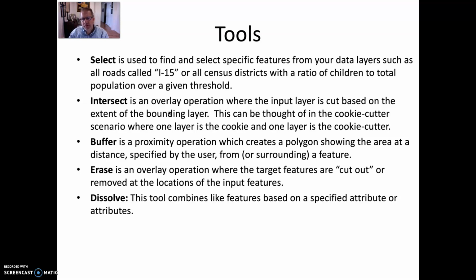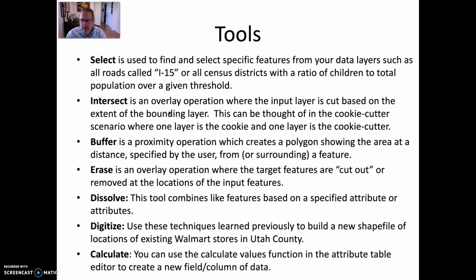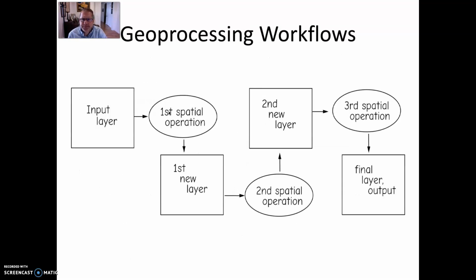Dissolve, when you're doing buffer, it's good to dissolve the features together so that if you're buffering all these little sections of I-15, you don't end up with 100 different little polygons. It just dissolves them into one big polygon around I-15. Digitize is what you'll be using to digitize the points of existing Walmarts, by looking at Google Maps and looking at ArcGIS Pro at the same time. And then calculating, we'll have to do a little bit of calculating in order to calculate population densities.